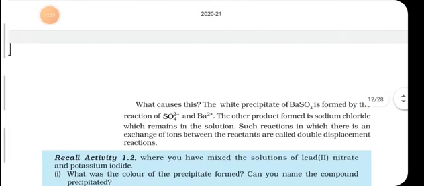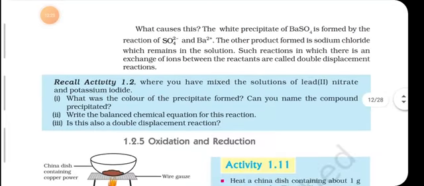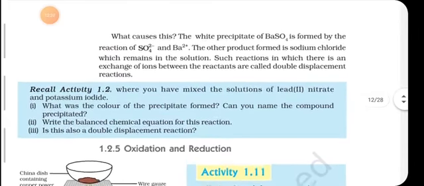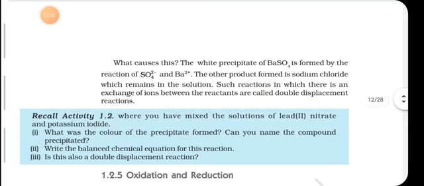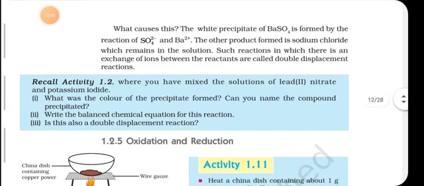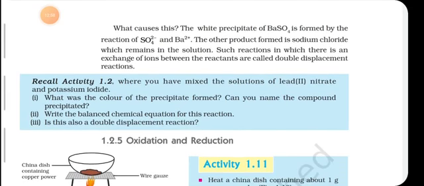See, they have also written the definition over here, in the second last line of the paragraph before the topic of Activity 1.2. Reactions in which there is an exchange of ions between the reactants are called double displacement reactions. Fine students, I hope now you are clear with this.